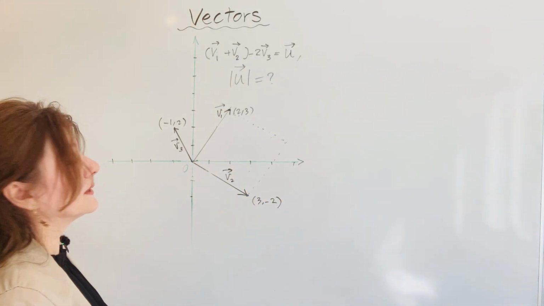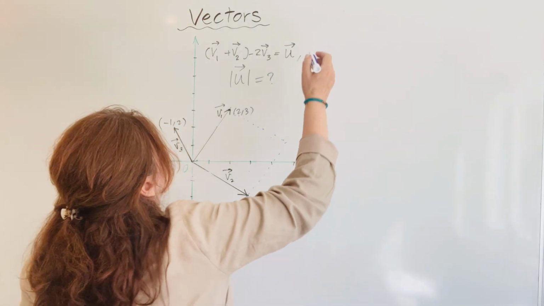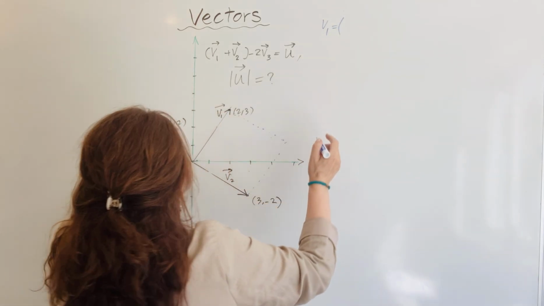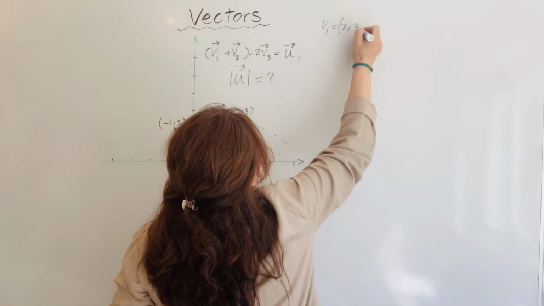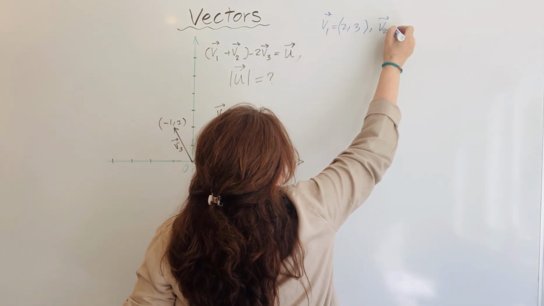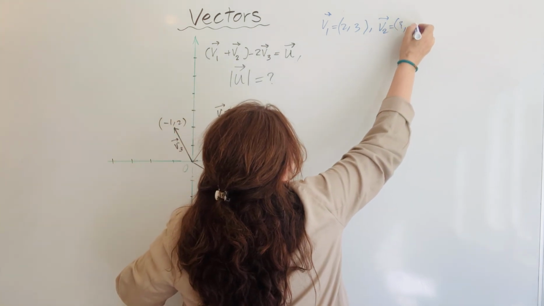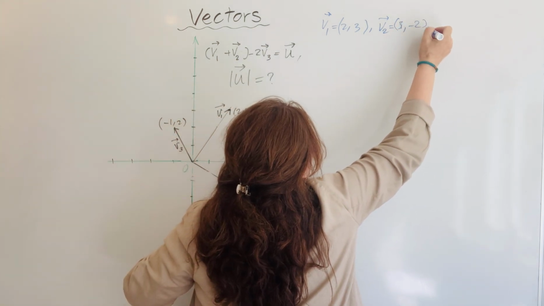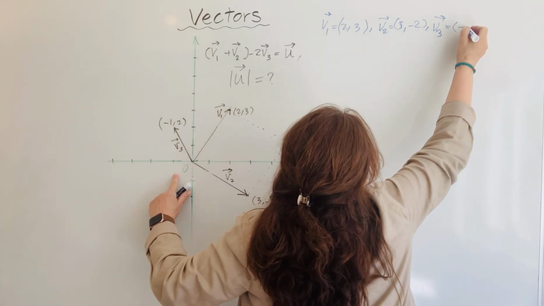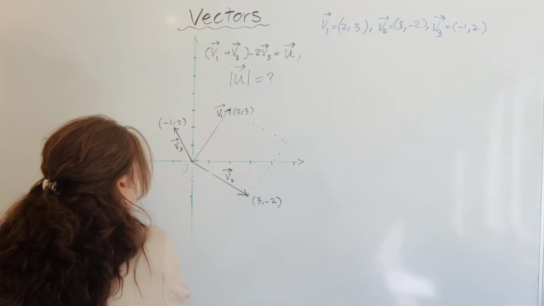We can do this algebraically. How can we do it algebraically? We know that V1 is what? V1 is 2 and 3. V2 is 3 and negative 2. V3 is negative 1, 2.